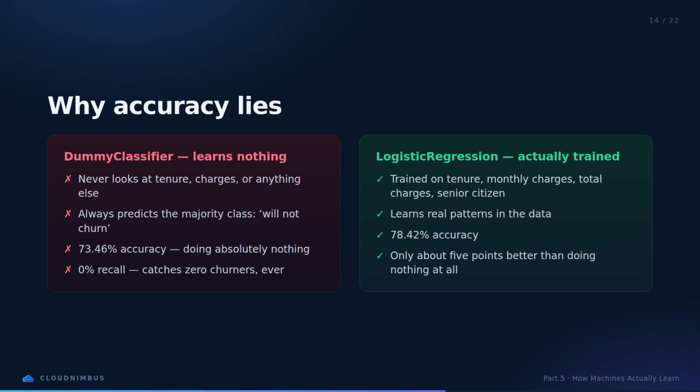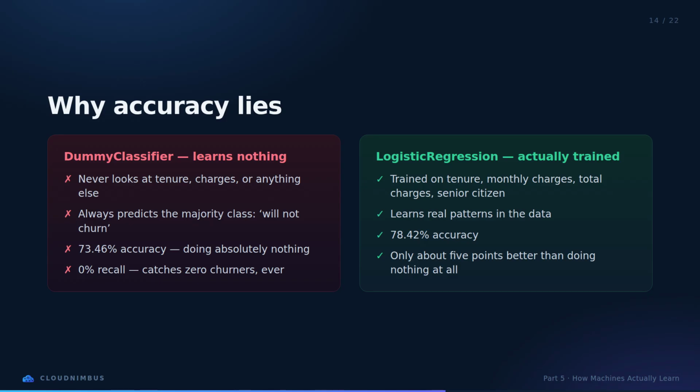On an imbalanced problem like this one, where most customers simply don't churn, accuracy on its own is close to meaningless. A company could deploy the do-nothing model, quote a 73% accuracy figure in a slide deck, and it would sound almost as good as real machine learning, while silently protecting not one single at-risk customer.